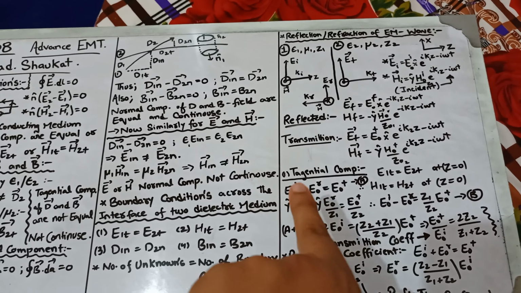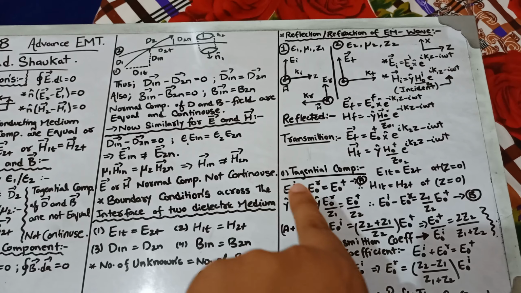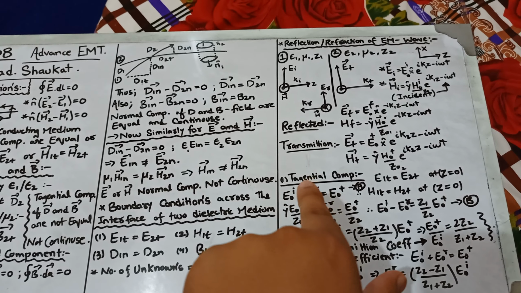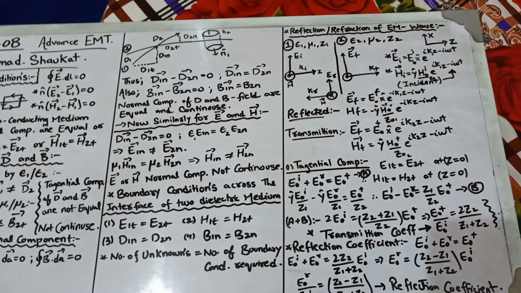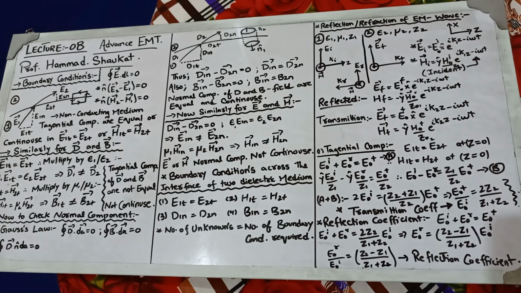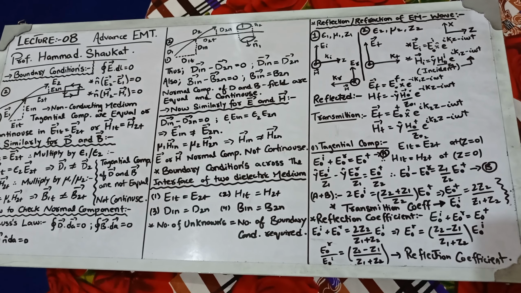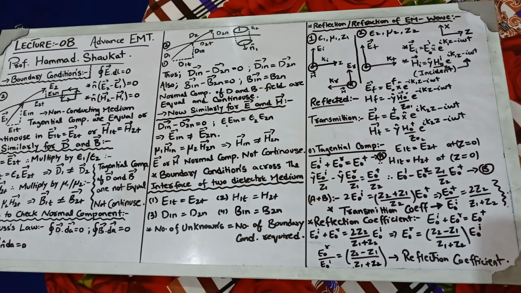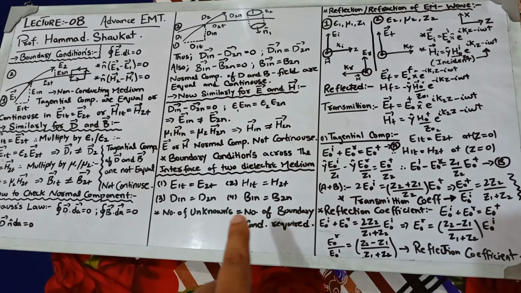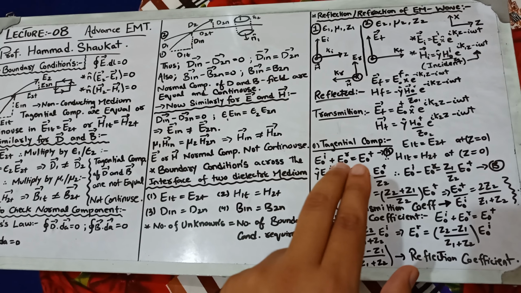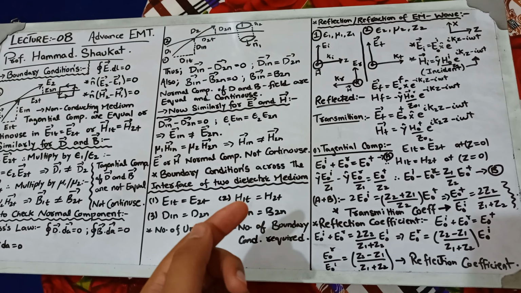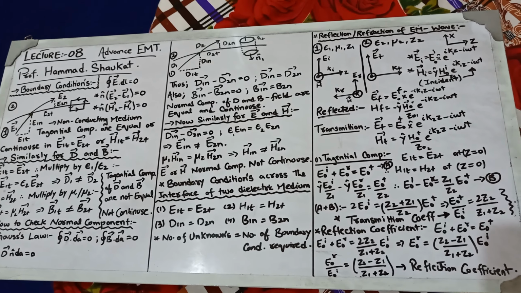How many unknowns are in this equation? E_0i is given. There are two unknowns, E_0r and E_0t. If there are two unknowns, how many boundary conditions do we have to use in this problem? We have to use two boundary conditions. The first we already used, and now because there are two unknowns, we have to use another boundary condition. So we have to use the tangential boundary condition.